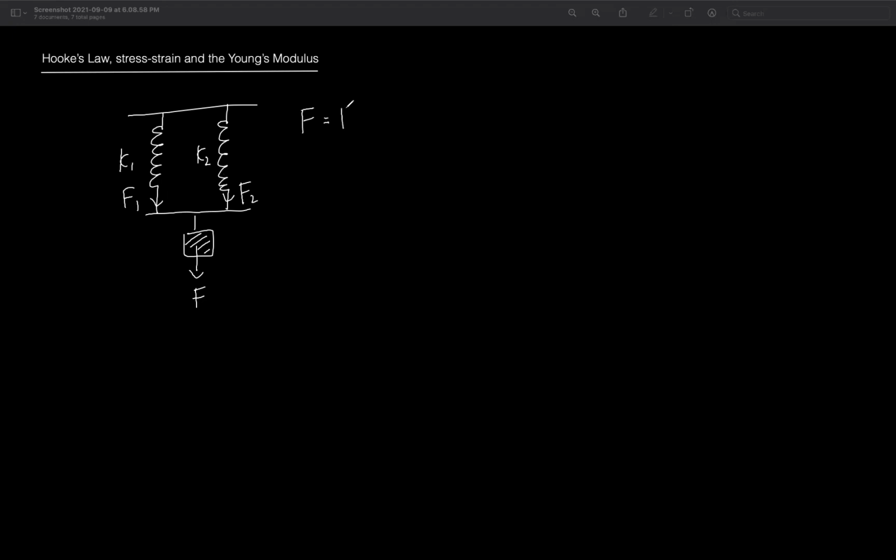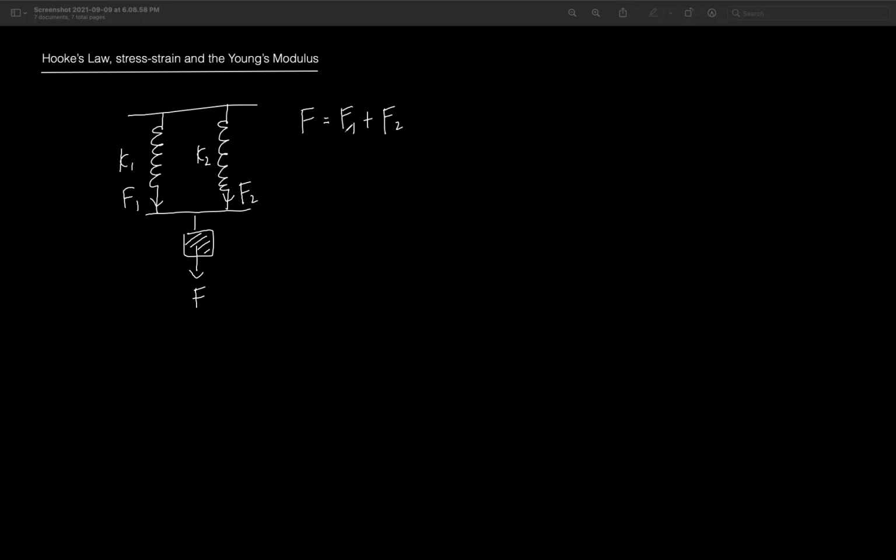Okay, now in general, let's say we have two parallel springs, K1, K2, attached to the same weight. Force here, F. This is F1, this is F2. We know that force equals F1 plus F2, right? Because the force is shared in the parallel springs.